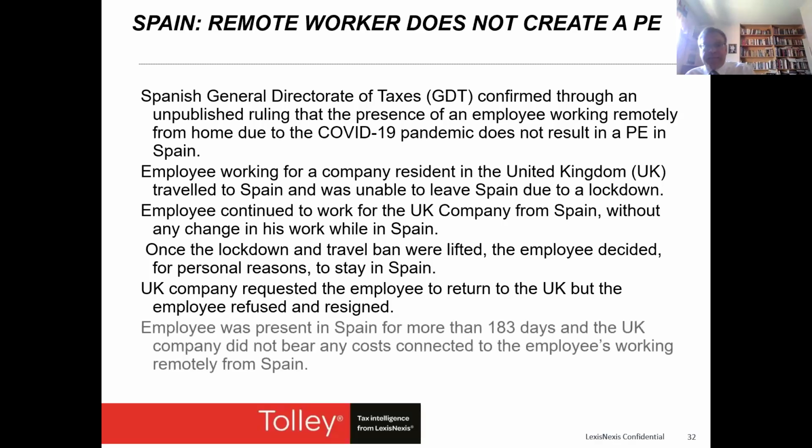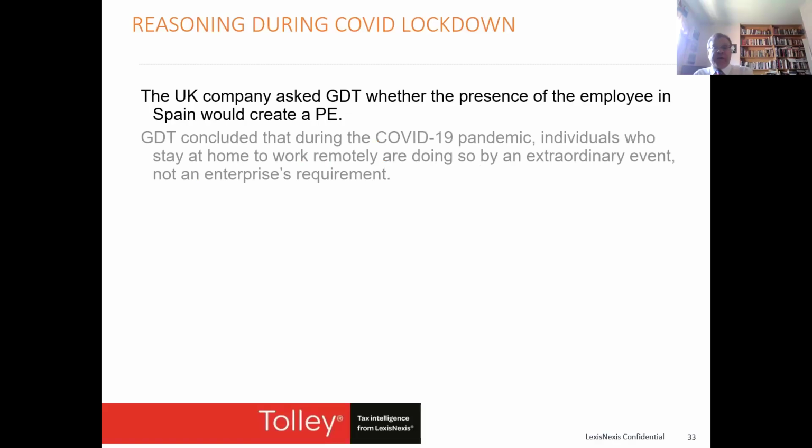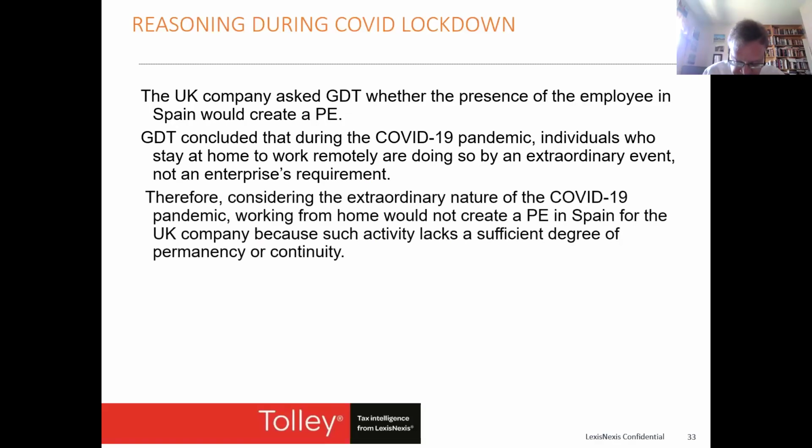Did that create a PE? The employee was present in Spain for more than 183 days and therefore been resident in Spain, but the UK company did not bear any cost connected to the employee's working remotely from Spain. The reasoning during COVID was fairly obvious that this was an extraordinary event, and most tax authorities did not pursue companies for creating potential accidental PEs at that point. But what about after the COVID lockdown?